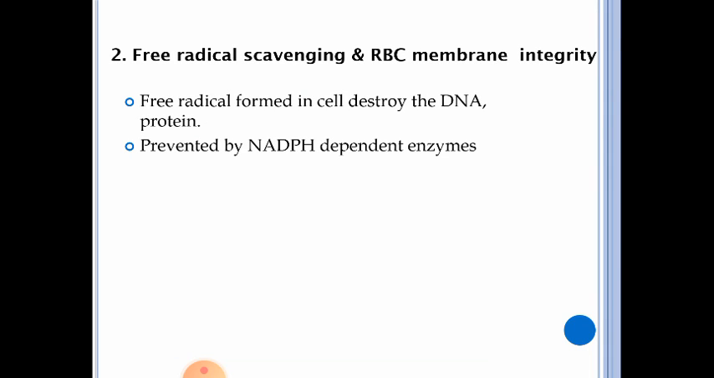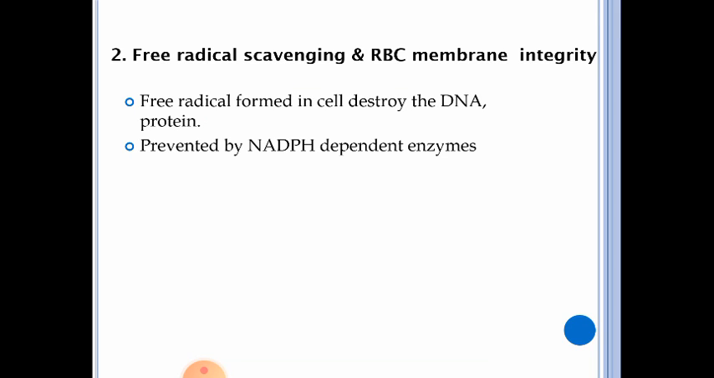Second significant property is free radical scavenging and RBC membrane integrity. Free radicals formed in cells destroy the DNA and proteins. As I said, free radicals are synthesized in our body during various metabolic processes, and these free radicals cause damage to the DNA of the cell, proteins, and various other proteins, including the membrane. The membrane of the cell is made up of proteins.